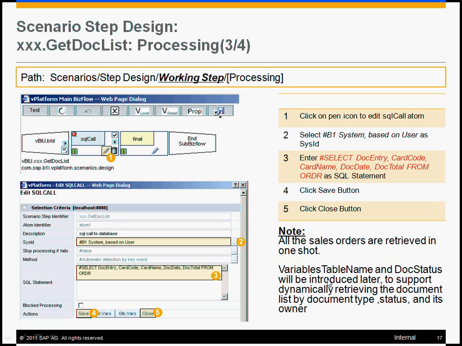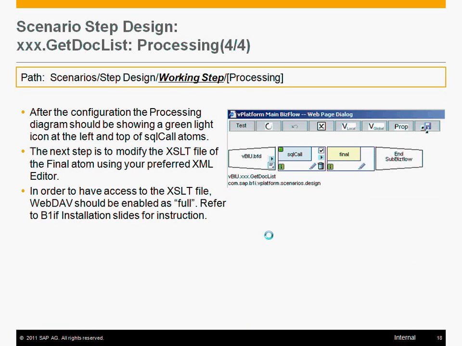And later on, I'm going to introduce the variable functionality, let's say the table name and doc status, to replace the hardcoded table name for the sales order ORDR here, and then it will be given dynamically from the SOAP request there as the inbound parameter. Okay, so as a result, I have one SQL statement call to Business One, and then transform the sales order list into the final SOAP response format in XML here.